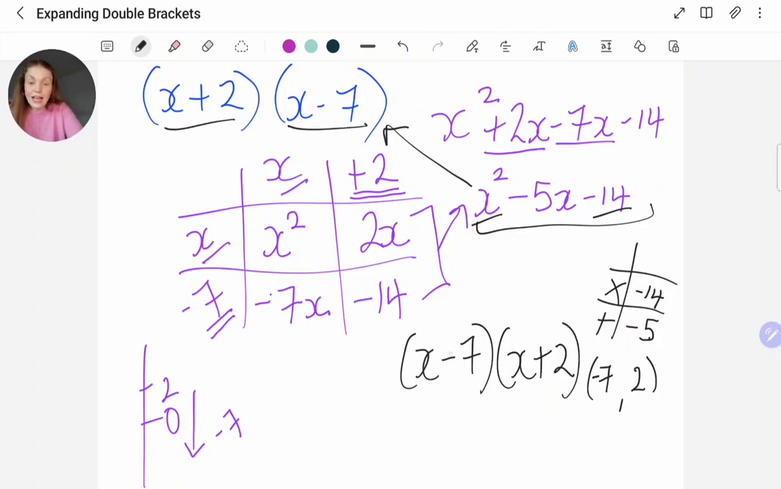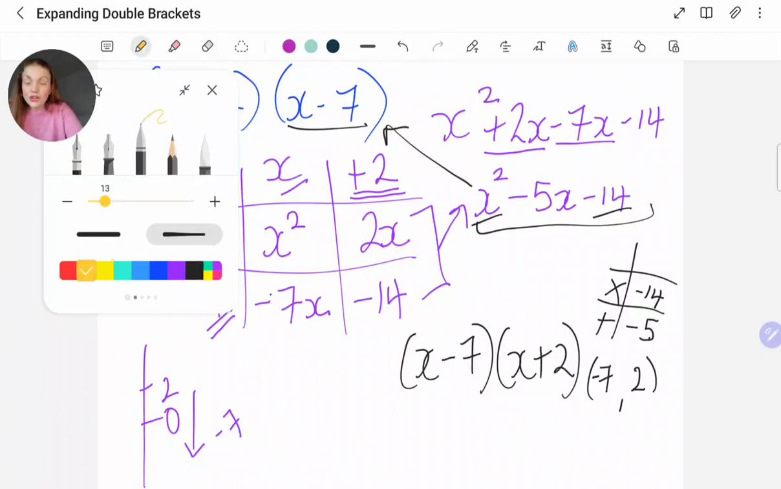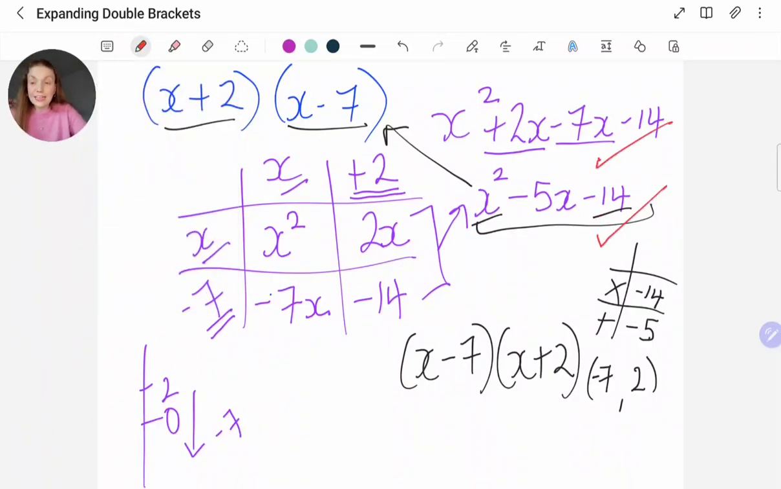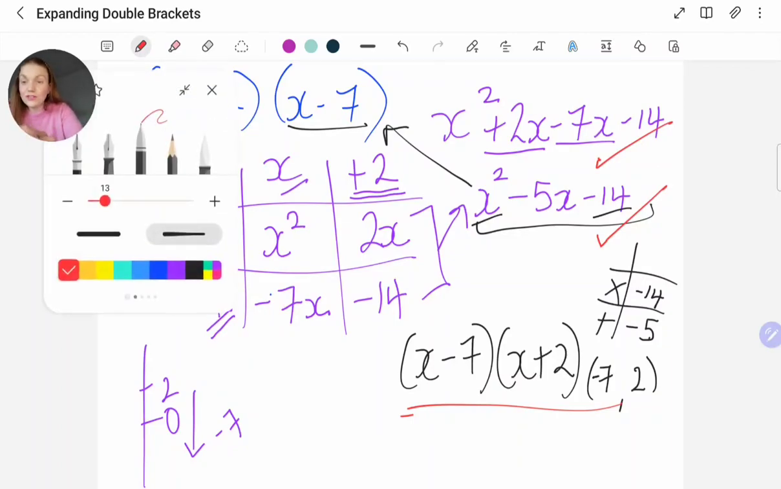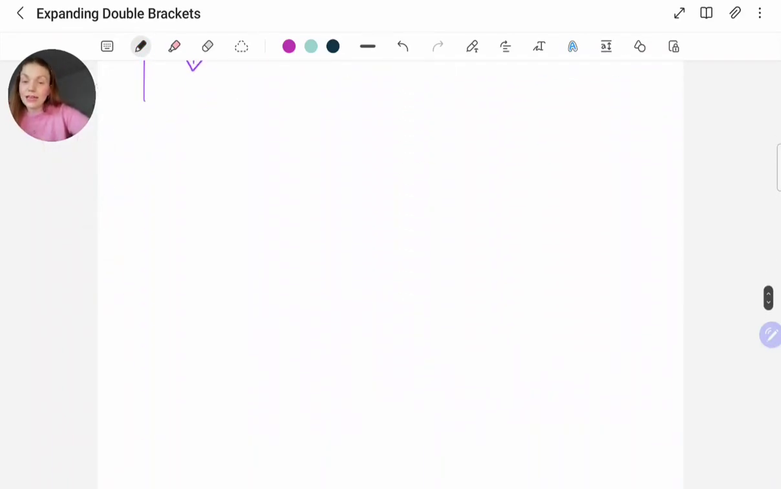X minus 7 and x plus 2. So you know that the method you've used to expand that out is correct, because when you checked it with your factorising, it got you the same answer. So you know you've done it right. Hopefully you followed that okay.